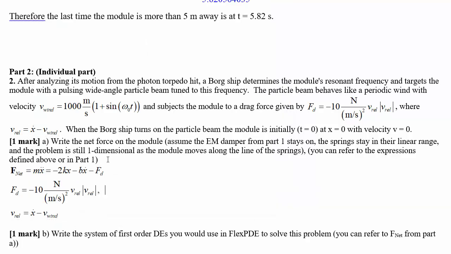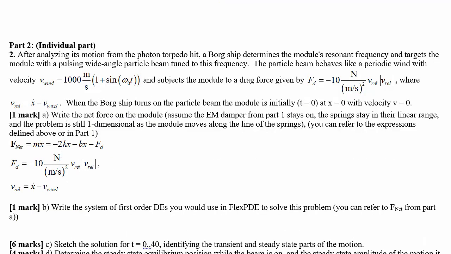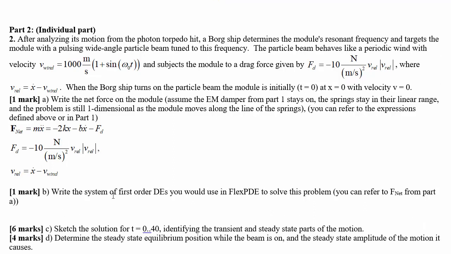That's pretty much it. But write the net force on the module. Did they tell us to sub in everything? Nope. You can refer to the expressions defined in part 1. Okay. So we've got 2k and negative b, and there we go. There's the net force on the module. So write the system of first order DEs you would use in FlexPDE to solve this problem, and you can refer to FNet from part A.